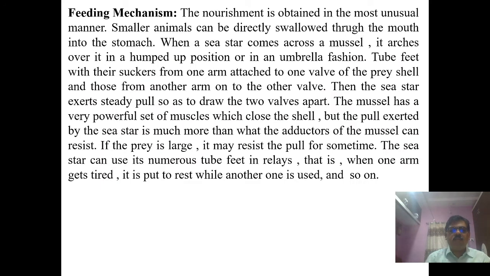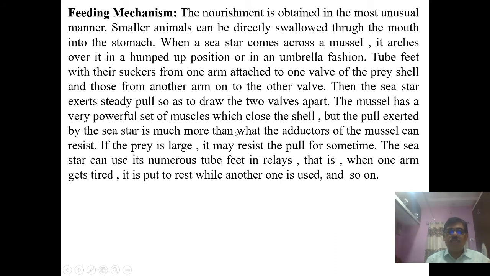The two feet with their suckers from one arm attach to one valve of the prey shell, and those from another arm onto the other valve. Means, with the help of the two arms, it attaches to the two walls of the bivalve, and then the sea star exerts a steady pull to draw the two walls of that animal, the bivalve, apart.